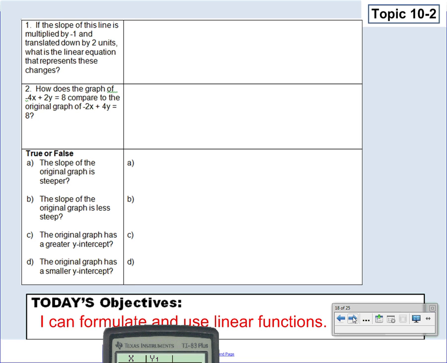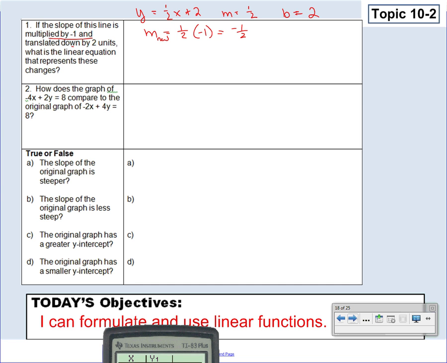I'm going to start by writing my original equation again: y equals 1/2 x plus 2. We know that the slope is 1/2 and the y-intercept is 2. Now we're going to write a new equation. If the slope of this line is multiplied by -1 and is translated down by 2 units, what is the linear equation that represents this change? So the slope is multiplied by -1. My original slope was 1/2. I will now multiply it by -1, and so my new slope is -1/2.